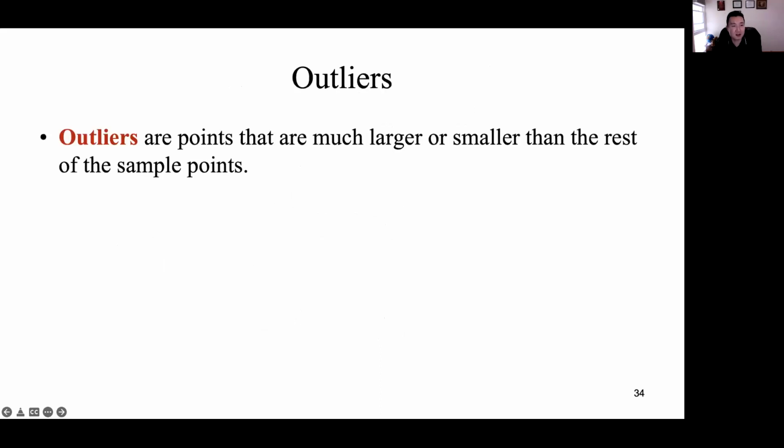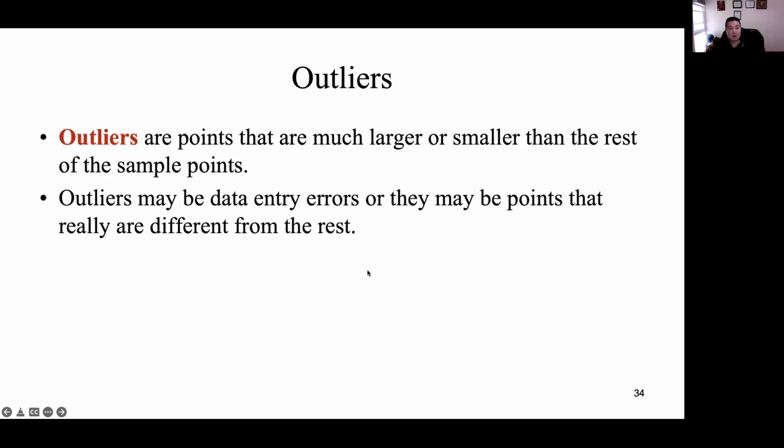Outliers is another new definition. Probably we have heard about this before. Outliers are points that are much larger or much smaller than the rest of the sample points. Okay. So when we see outliers, we should think carefully.